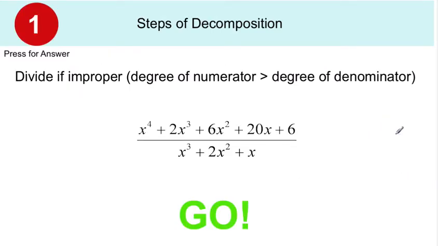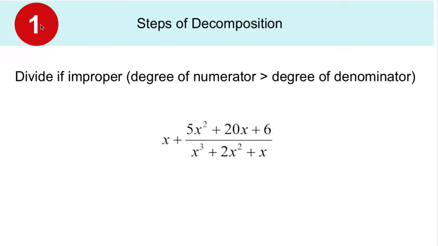So the first step in decomposing a rational expression is to divide them out if it's improper, using long division. So I want you to pause the video and divide these two expressions. Here is the answer. Here is what you should have gotten.